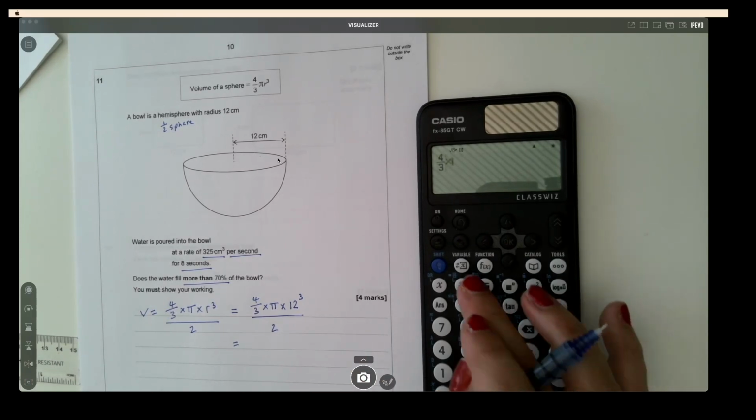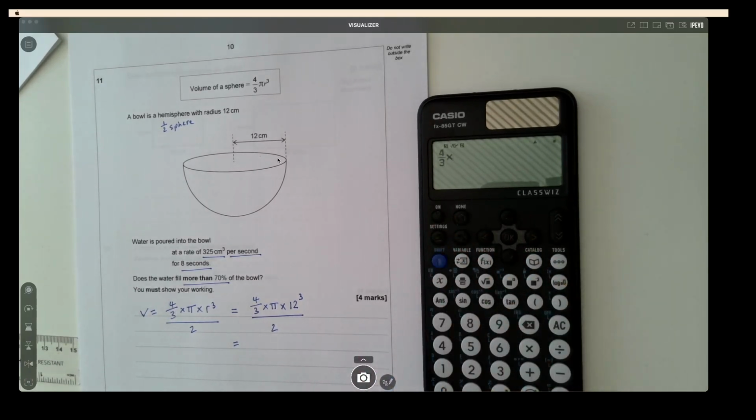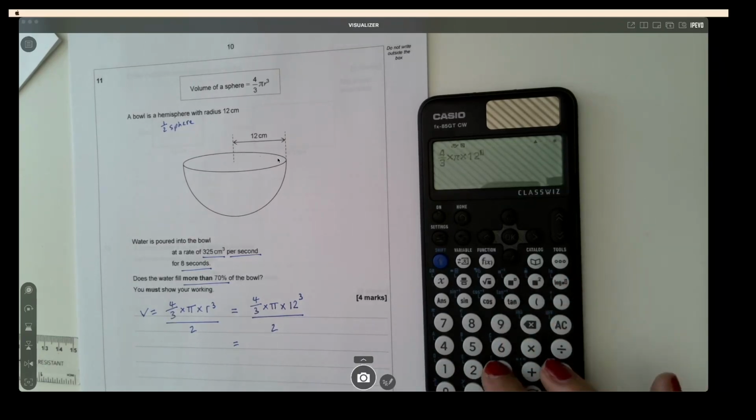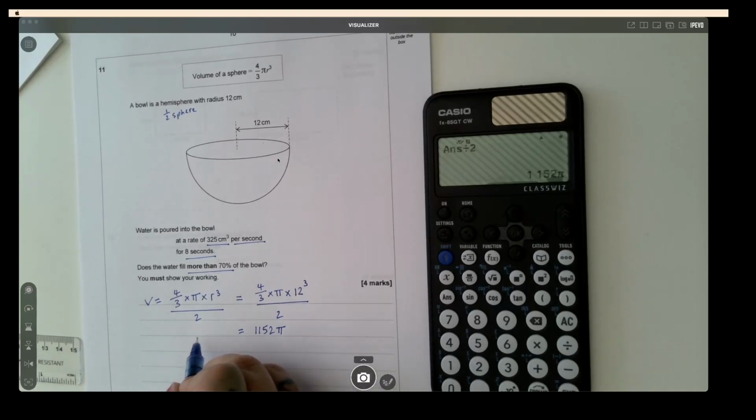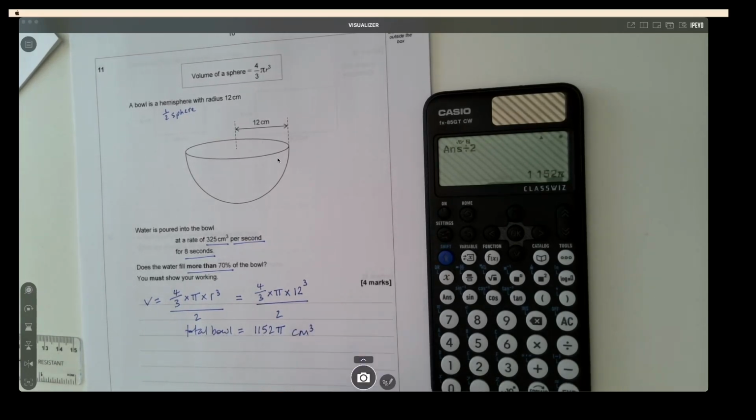4/3 times pi times 12 cubed, and then we're going to divide it by 2. So we have 1152 pi. I'm going to leave it in terms of pi in exact form because I don't want to mess around with a load of decimals at this point. This just makes my life a lot easier. So that is the total the bowl can hold. Okay, and we're in centimetres cubed.